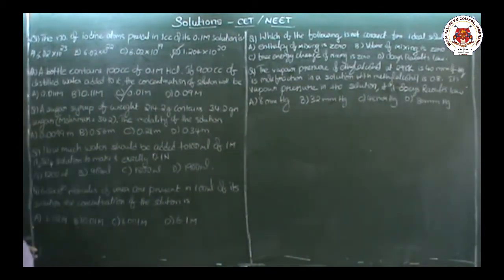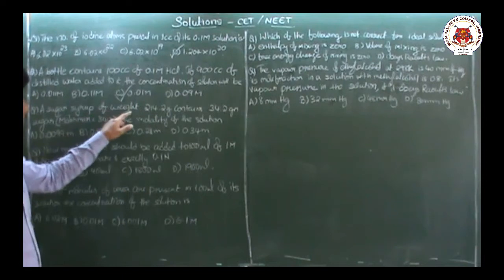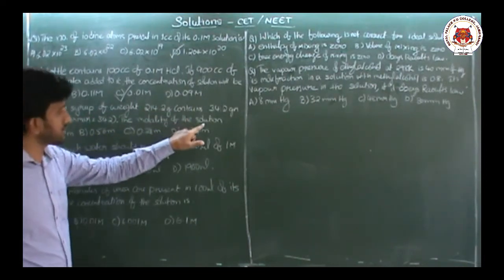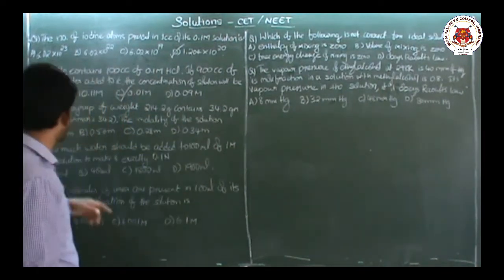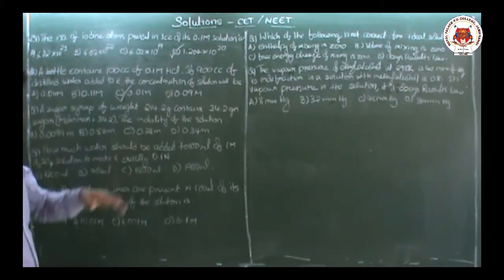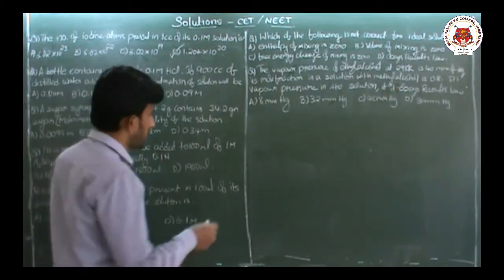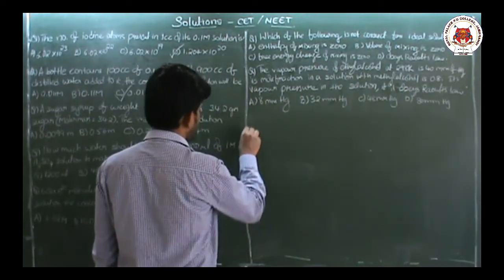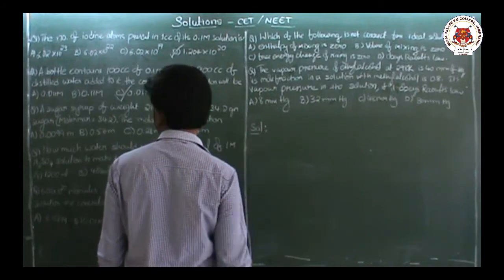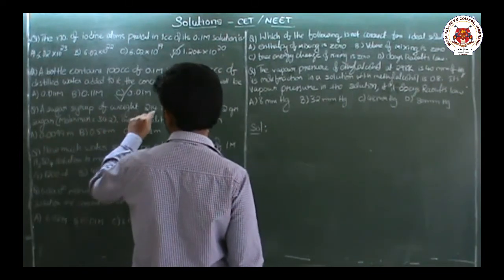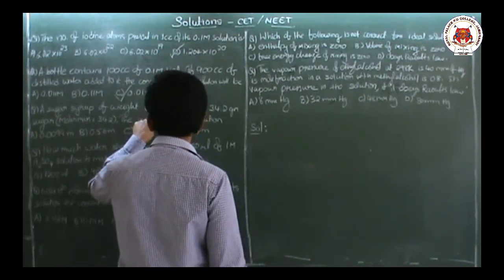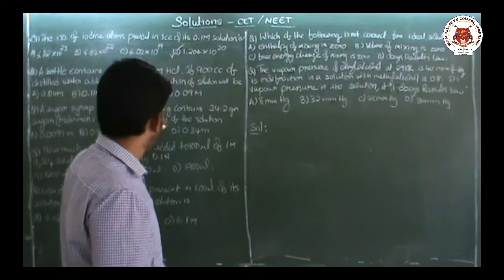Next question is, a sugar syrup of weight 214.2 grams contains 34.2 grams sugar. Molecular weight is 342. The molarity of the solution is. Now the given thing is a sugar syrup of weight. Now sugar syrup means what? Sugar solution. Okay, sugar solution.